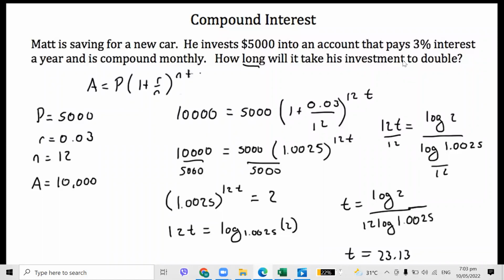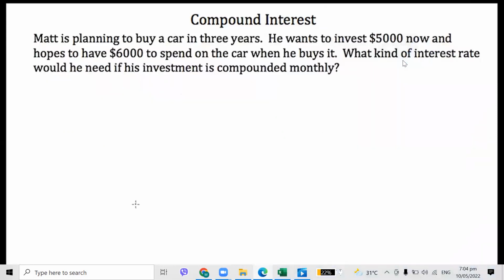Now we're paying this interest per year, so this is in years. So being compounded monthly at a rate of 3% per year, it would take 23.3 years to double your money. Now let's look at one more example problem.